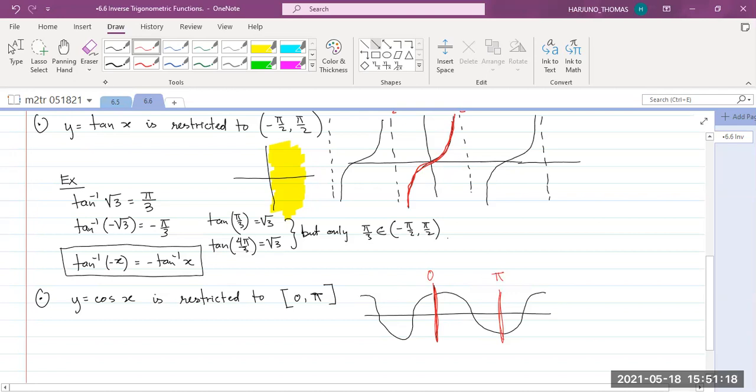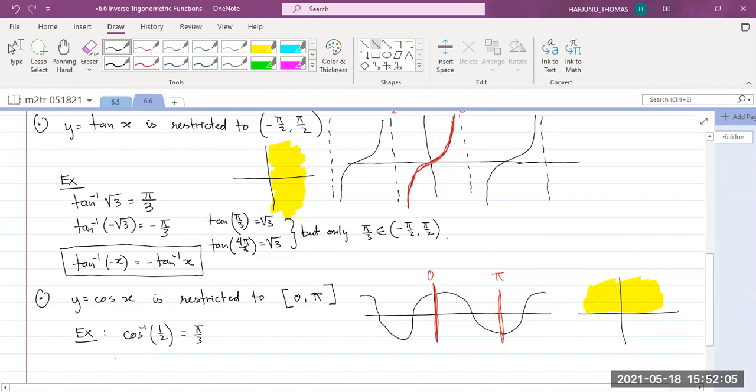Now, if you imagine the graph on the unit circle, then the restriction is actually in quadrant 1 and quadrant 2. Okay, quadrant 1 and quadrant 2. Now, for example, how about cosine inverse of 1/2? That's pi over 3. It's actually pi over 3 and 5 pi over 3, but only pi over 3 is in this window.